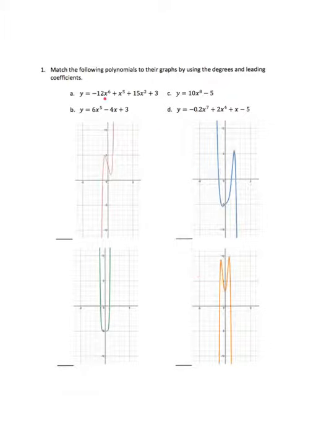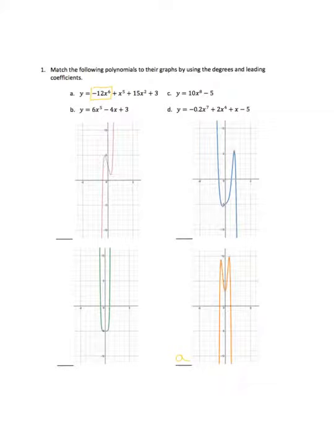So here we have negative 12x to the 6th. A 6-degree polynomial has to either go up or down on both sides, so it can't be this or this. So it has to be either this option or this option. Since the leading number in front of it is a negative number, it means it has to go down on both sides. So for this first problem, this negative 12x to the 6th means that this is graph A.